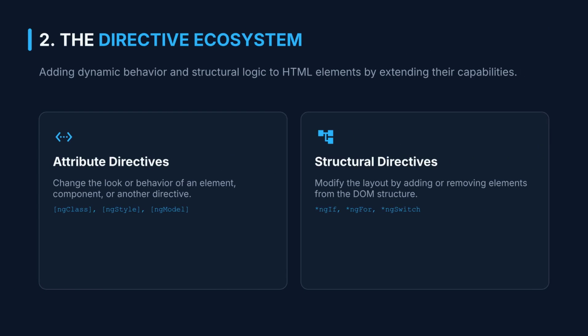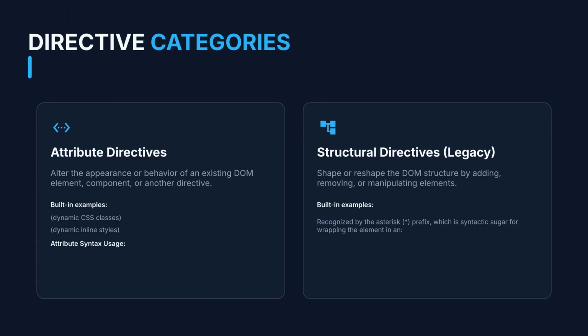Section 2 focuses on the directive ecosystem. We differentiate between attribute directives, which change the look or behavior of an element, and structural directives, which modify the layout by adding or removing elements from the DOM. Directive categories are mainly divided into attribute directives, which alter appearance, and structural directives, which reshape the DOM structure. The legacy structural directives use an asterisk prefix.